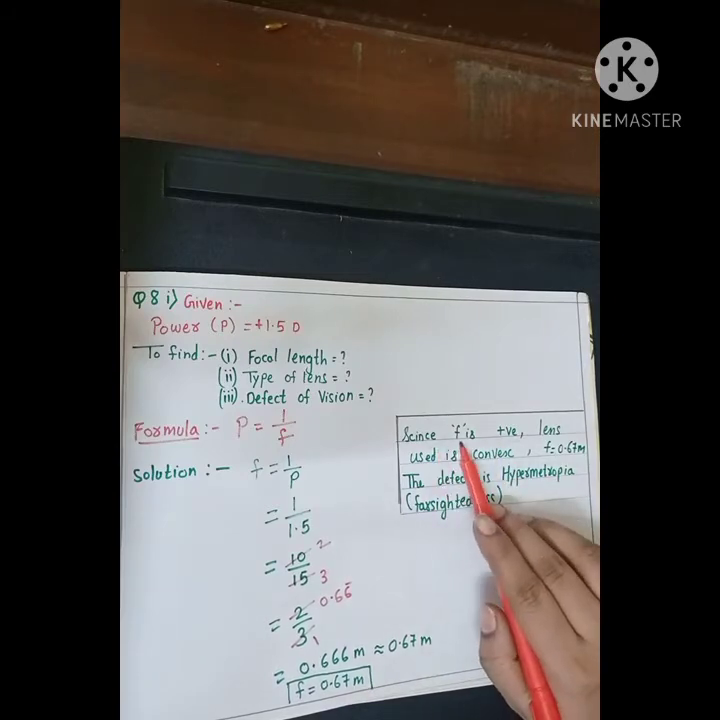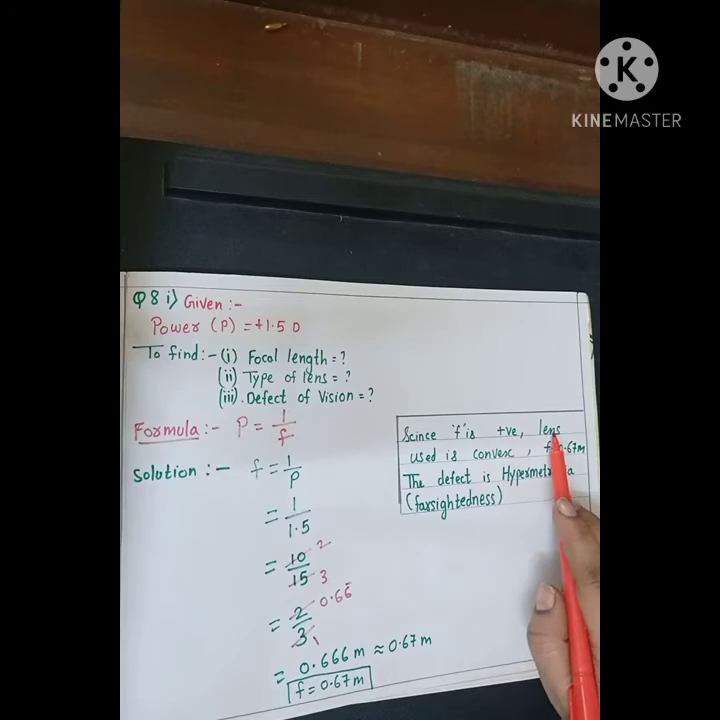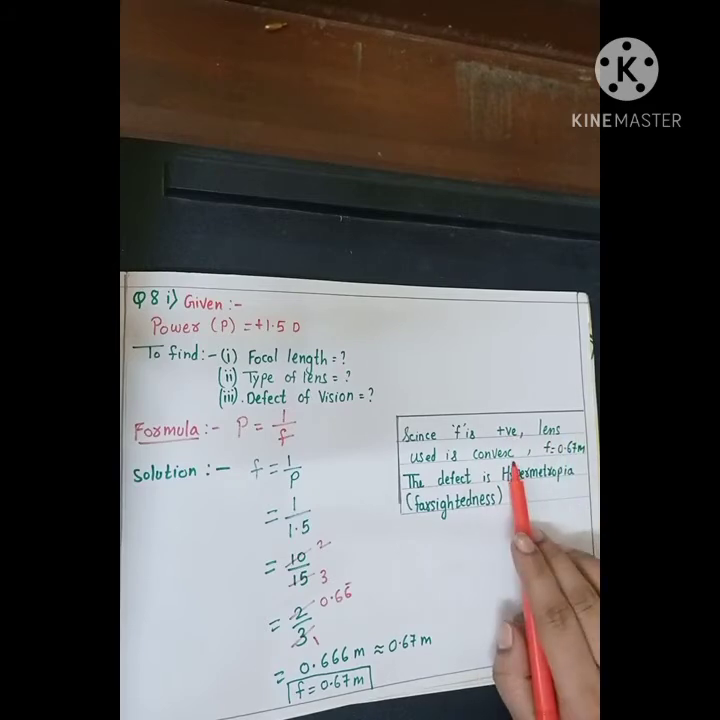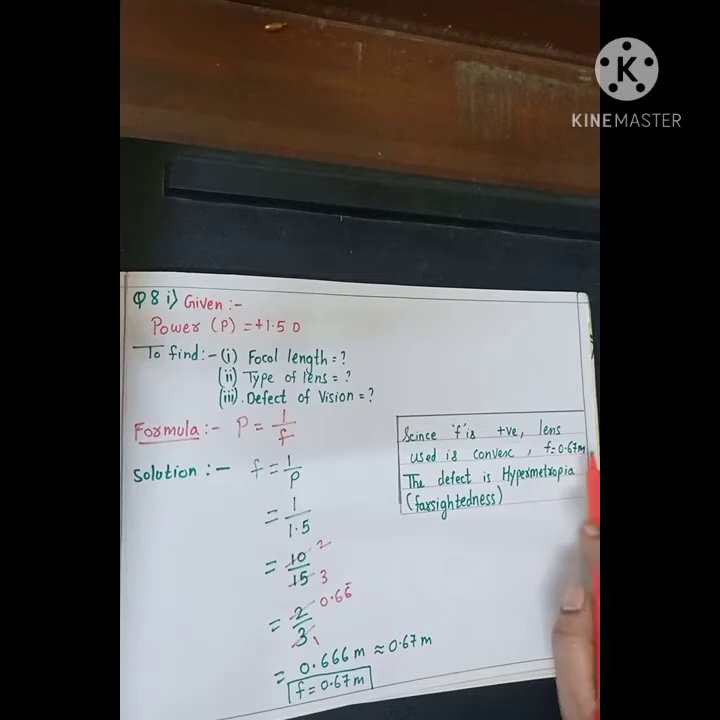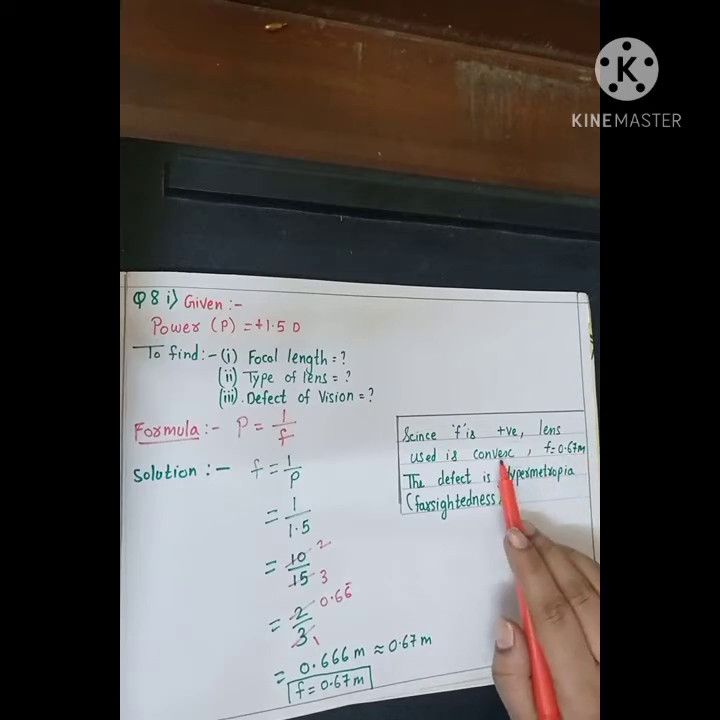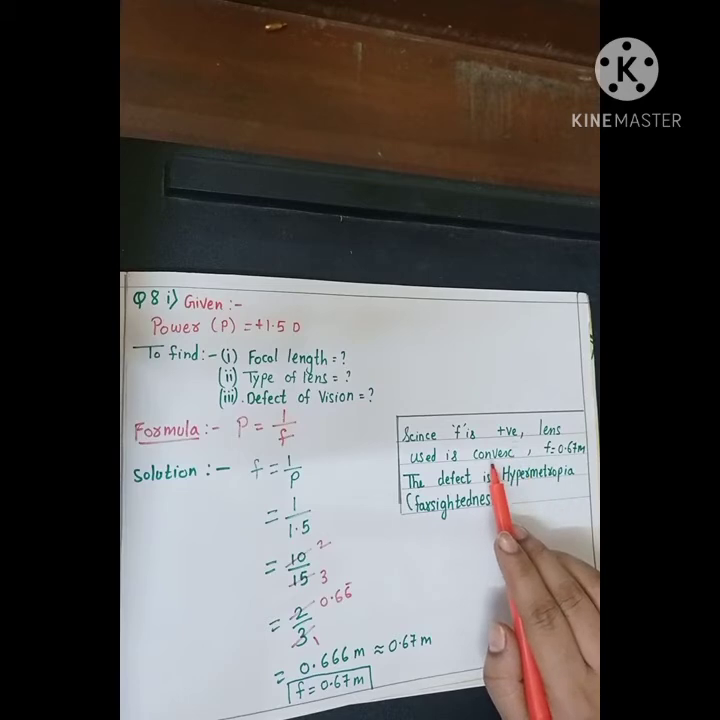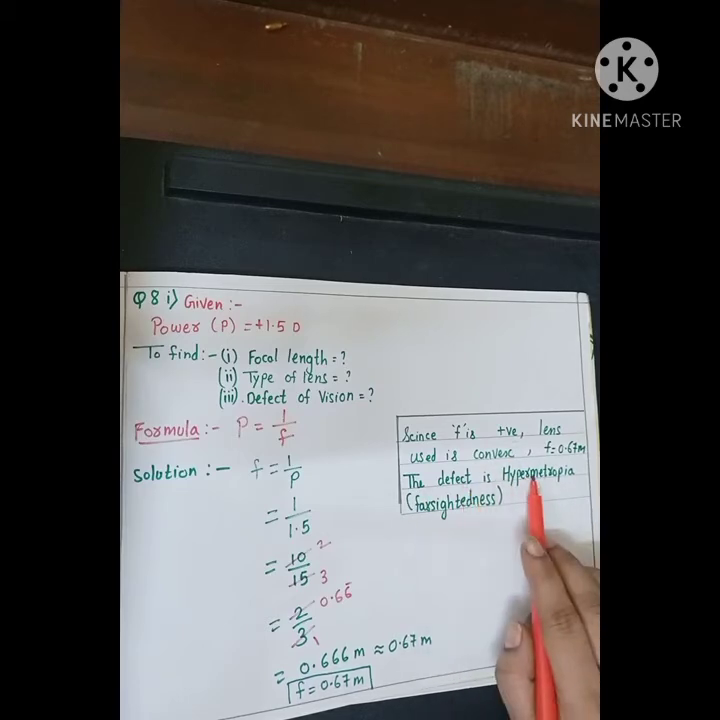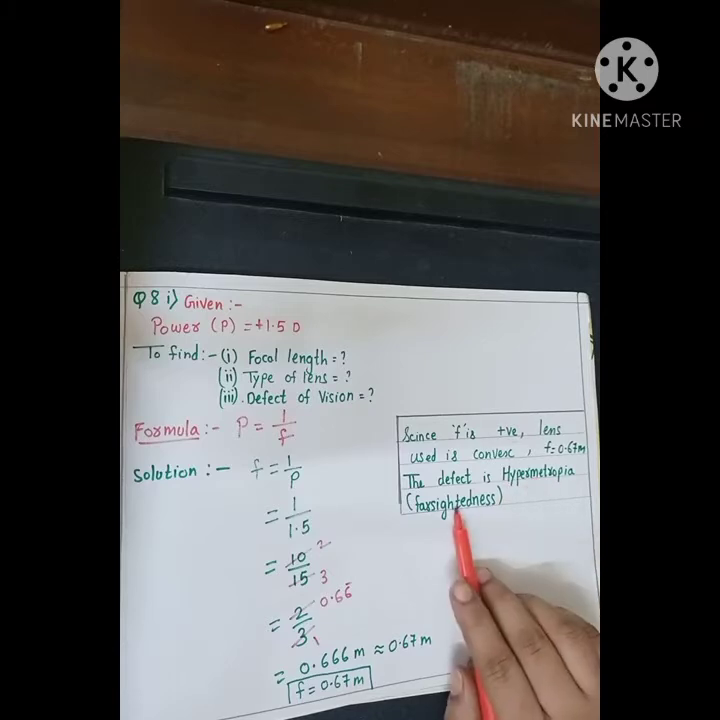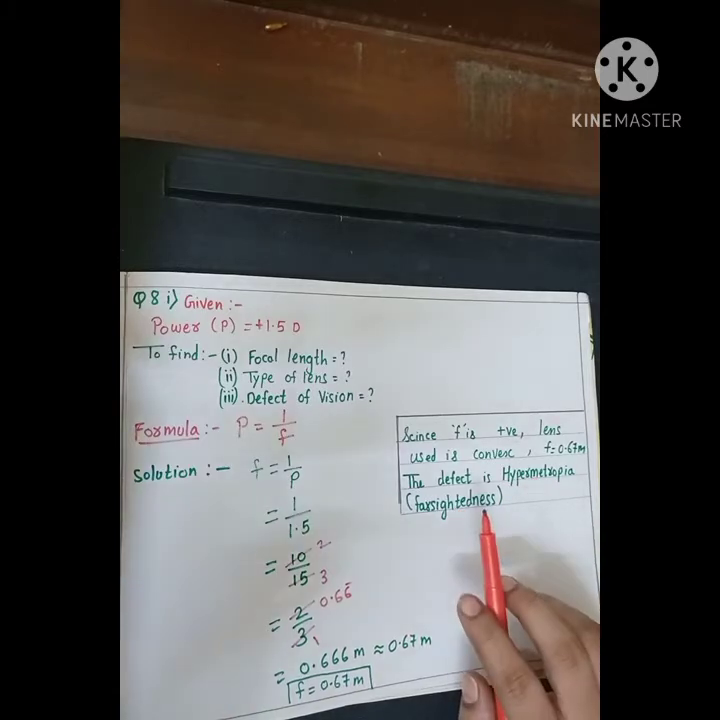Since f is positive, the lens used is convex. Students, a convex lens is used for correcting hypermetropia. So, the defect is hypermetropia, that is farsightedness.